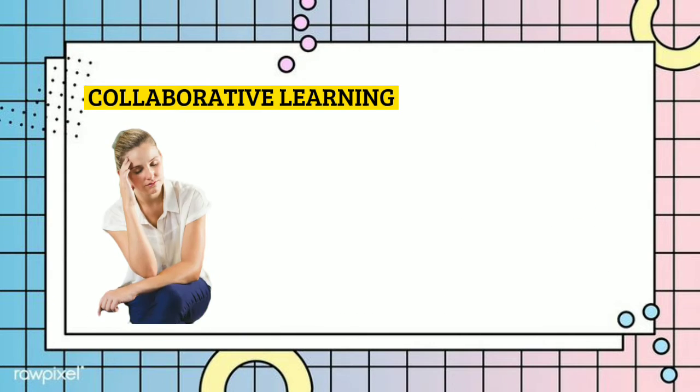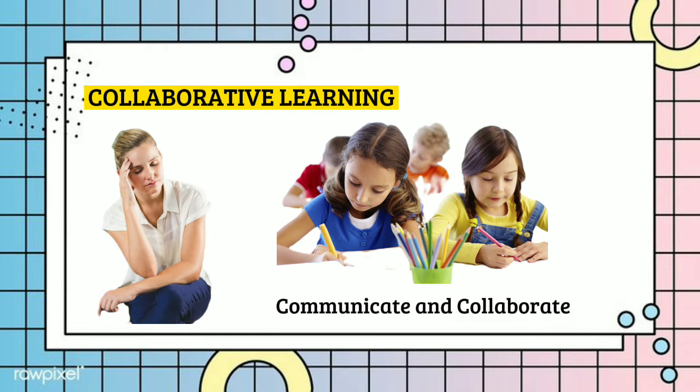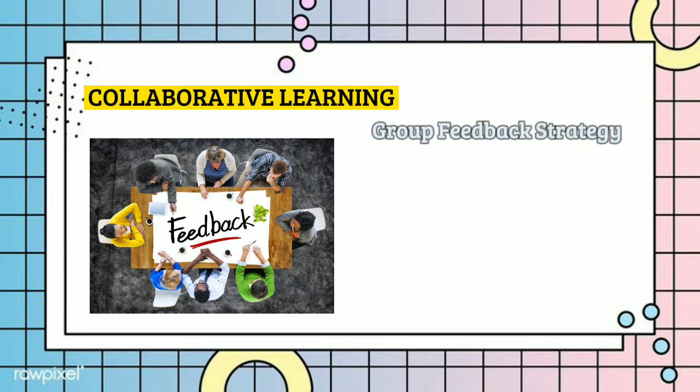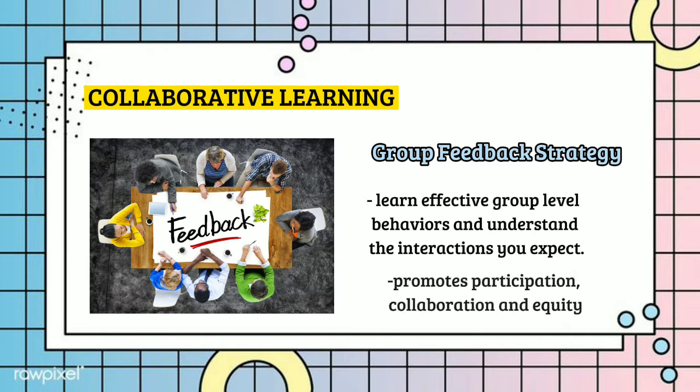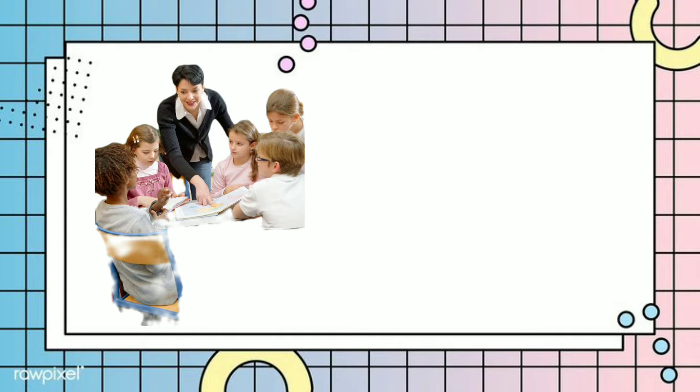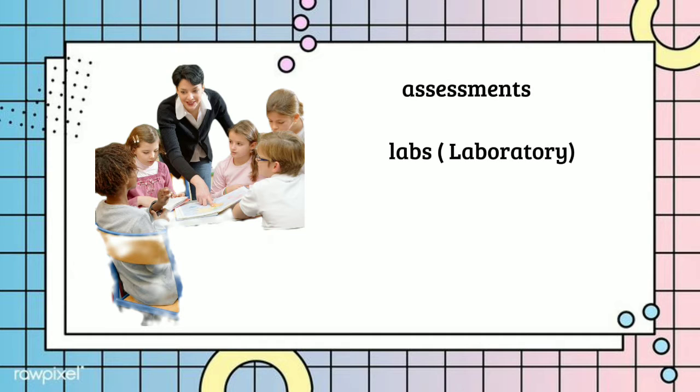But as teachers, we all know how difficult it is to get students to communicate and collaborate. The group feedback strategy can help students learn effective group-level behaviors and understand the interactions you expect. It promotes student participation, collaboration, and equity. Teachers take public notes while students work in groups. This strategy works for assessments, labs, literature circles, and study groups.